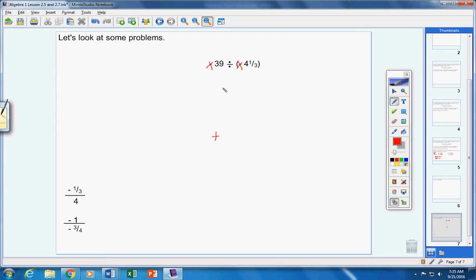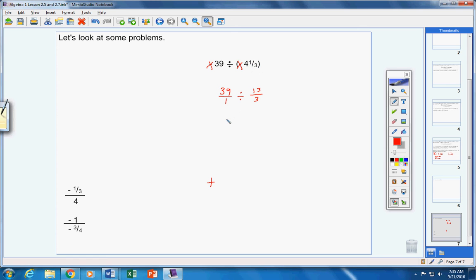I'm going to put 39 over 1 divided by, now you never want to multiply or divide by a mixed number. Let me say that again. You never want to multiply or divide by a mixed number. Do not do that. Make it an improper fraction. So 4 1/3 is 13 over 3. 3 times 4 plus 1 over 3.